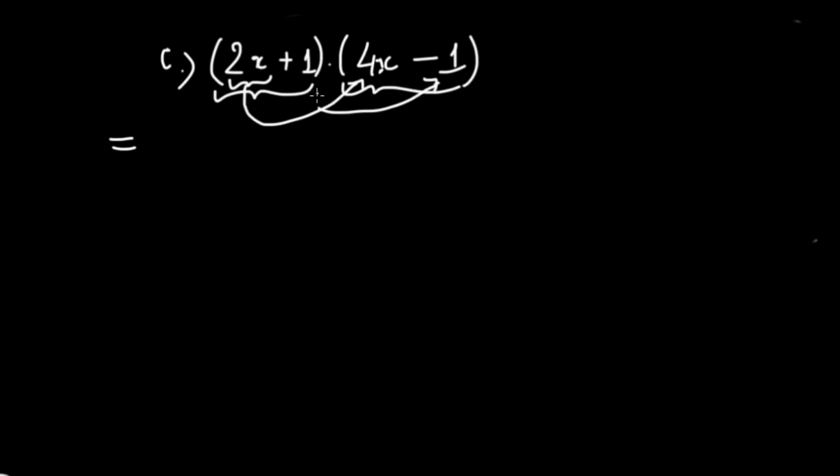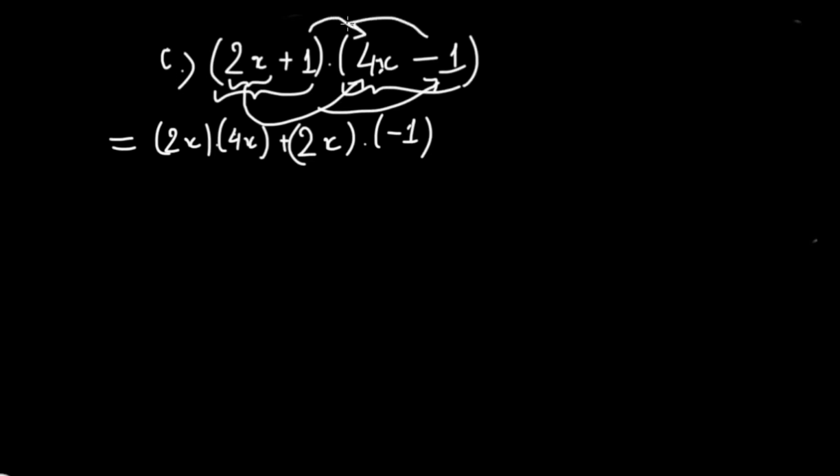So 2x times 4x, we write it down right here. And 2x times negative 1, we put it here. Next, we take the next term of the first expression and multiply it into each term of the second expression. So plus 1 times 4x, plus 1 times negative 1.